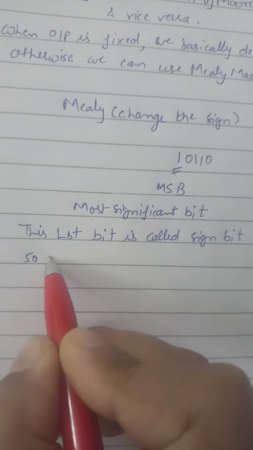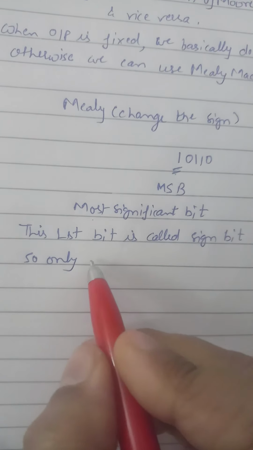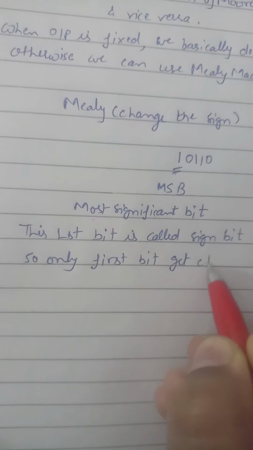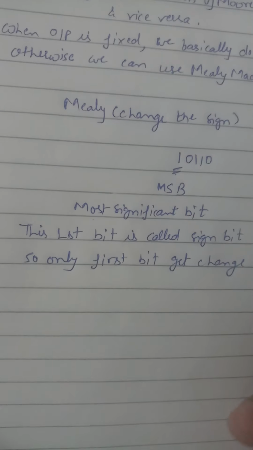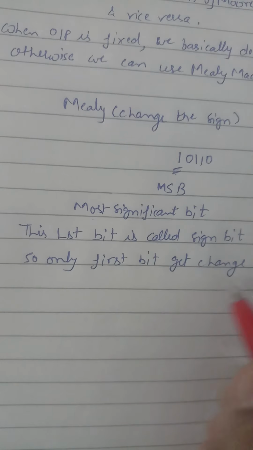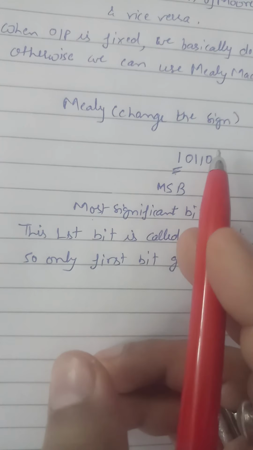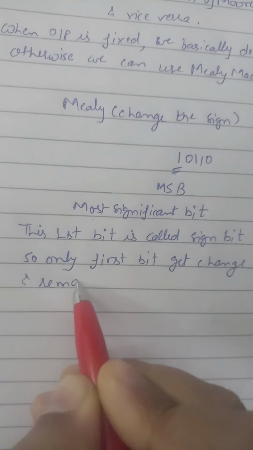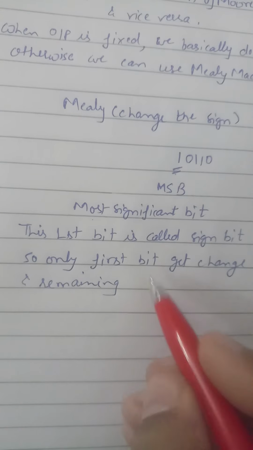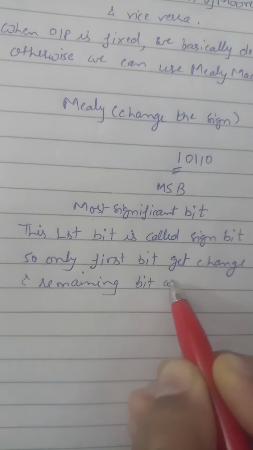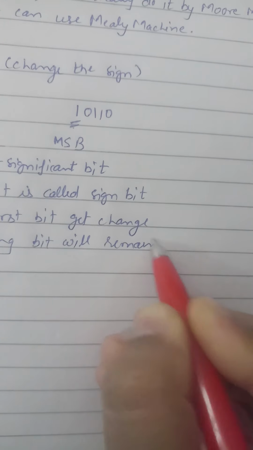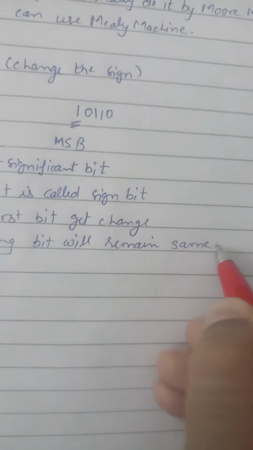So only the first bit gets changed. It's only required. Only the first bit gets changed. This is only required to change the sign when we are making a Mealy machine, and the remaining bits will remain the same.